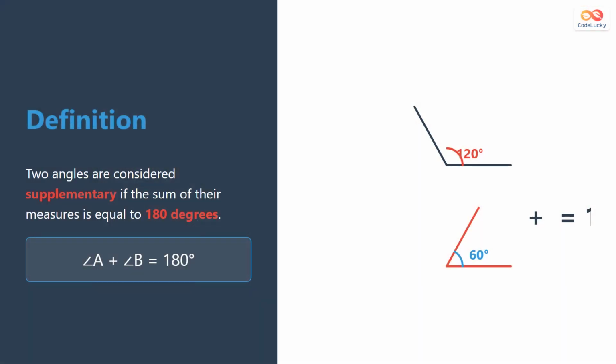The definition is simple but important. Two angles are called supplementary angles if the sum of their measures equals exactly 180 degrees. In the diagram shown, you can see an angle of 120 degrees and another of 60 degrees. When you add them together, they equal 180.